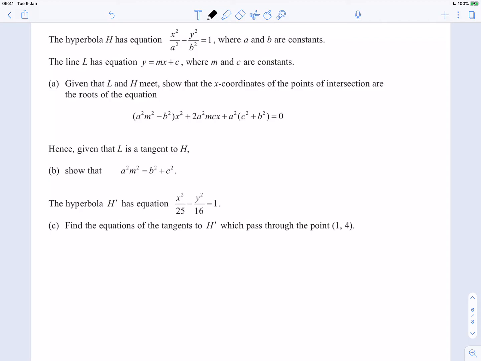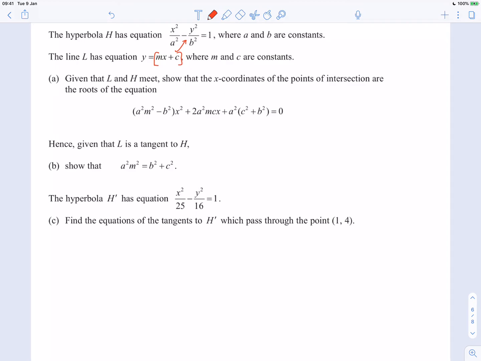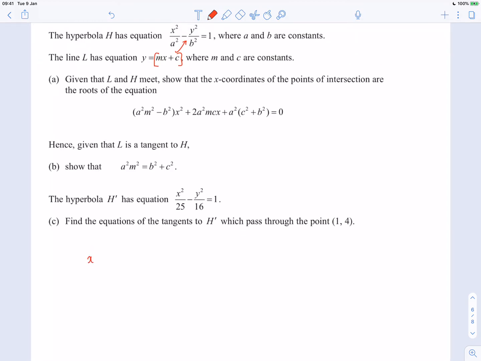Given that L and h meet, show the x-coordinates at the point of intersection are the roots of the equation, blah. Okay, well, if I want to solve simultaneously, I just need to replace the y with mx plus c. And then that's something for x to solve. So I actually want to solve x squared over a squared minus (mx plus c) all squared over b squared equals 1.